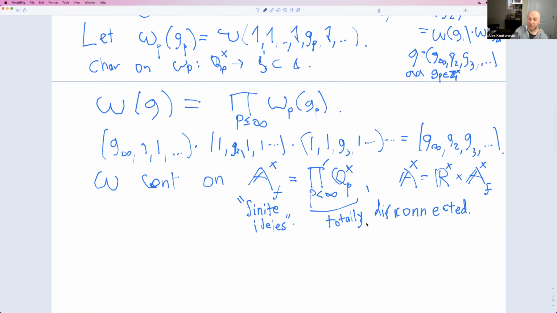Okay. This is a totally disconnected space. So if you look at the kernel, if you look at the pre-image of the identity, the kernel as a map into the complex numbers, these are the complex numbers.